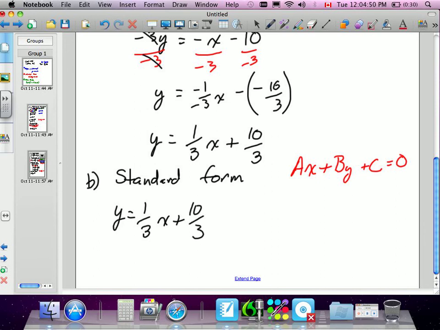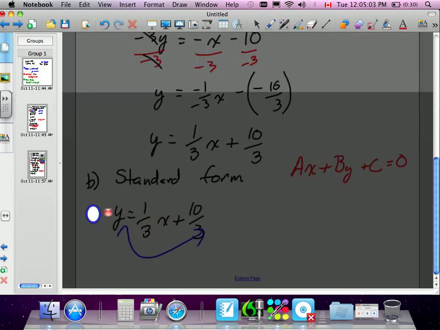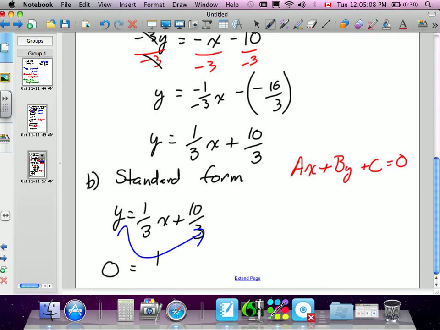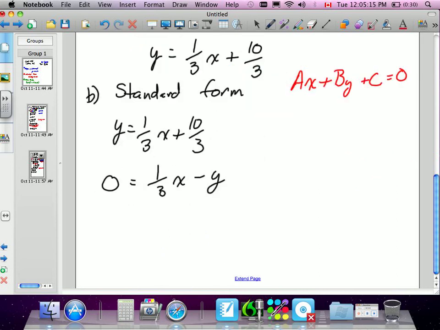I need to set it equal to 0. It's pretty easy to go from slope y-intercept to standard. All I got to do is move the y over. When I move the y over, we'll be left with 0 on that side of the equation. So we will get 0 is equal to 1/3 x. Negative y, I'll go right into the standard form we're used to seeing, x then y, then the constant, 10 over 3.